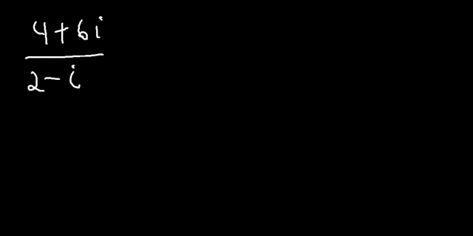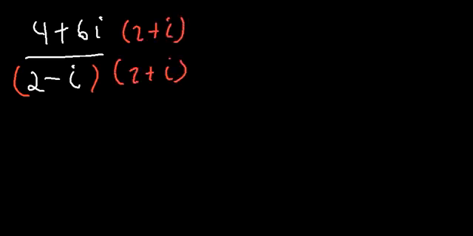Let's try another one like this. So let's say if you have 4 plus 6i, and it's divided by 2 minus i. What we're going to do is multiply top and bottom by 2 plus i. So on the bottom, 2 times 2 is 4. Negative i times i is negative i squared.